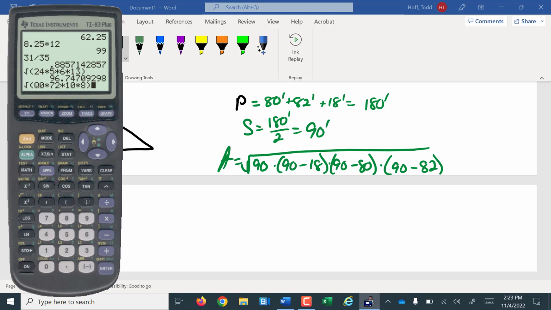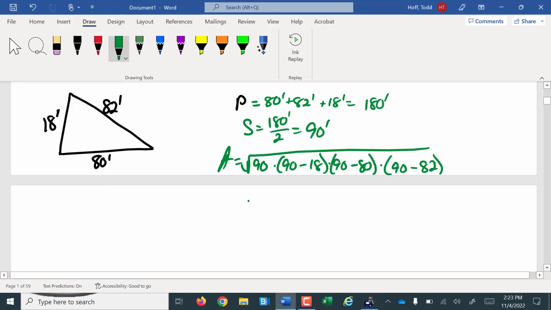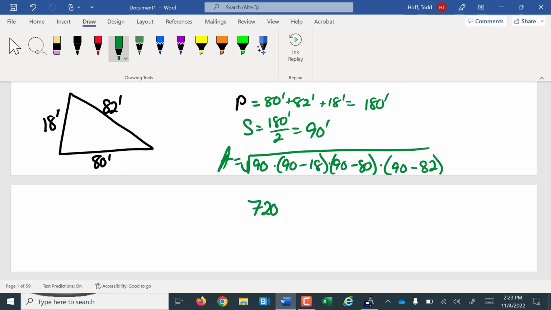How did you do it? Oh, I see what I did. It is 720. Of course, those are in feet, so this will be square feet. Now, this came out to be a whole number. That does not happen very often, which means that this is actually a right triangle.